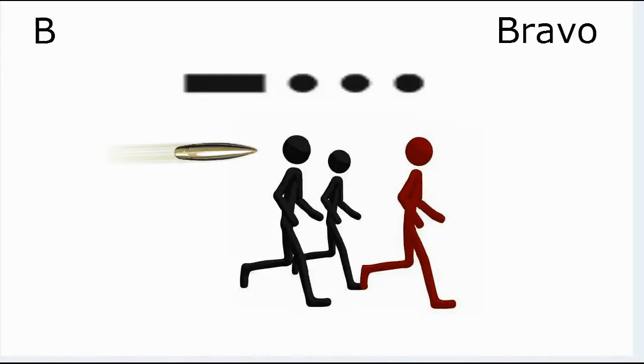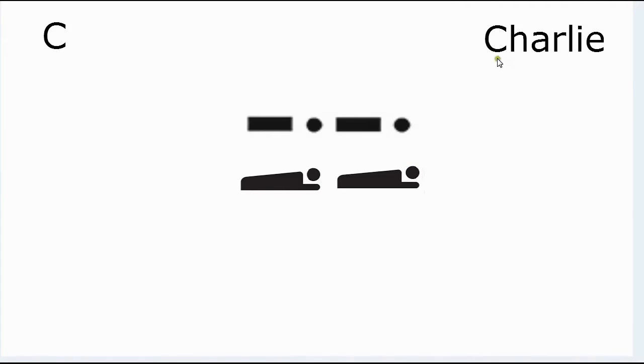Okay, B is for Bravo. You can remember this by sort of a triple headshot, like Bravo. It's a bit gruesome, but there we go. C is for Charlie. You can make up stories to remember them. Like you could say, Charlie and his friend are lazy, so they both slept in, and this is what they look like.